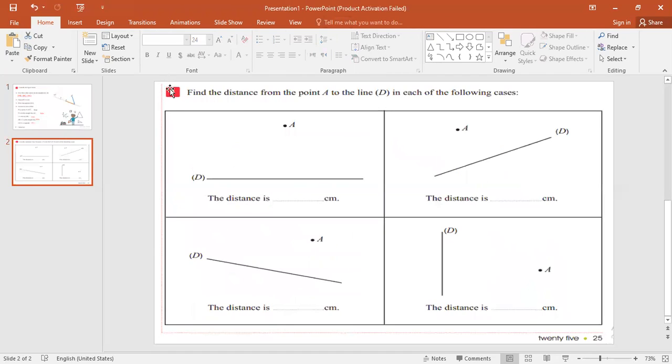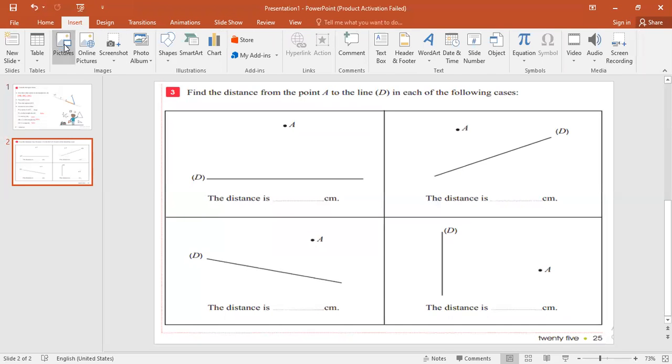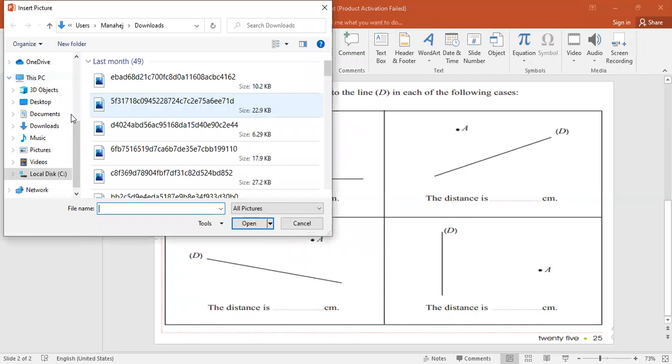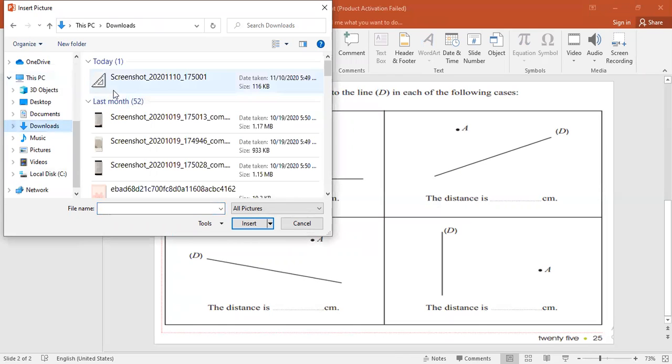Now let's do exercise 3, page 25. Find the distance from the point A to the line D in each of the following cases. Let's do this one. To find the distance, do you remember what we do? We have to draw a perpendicular line. So how to draw the perpendicular line? We use the set square.